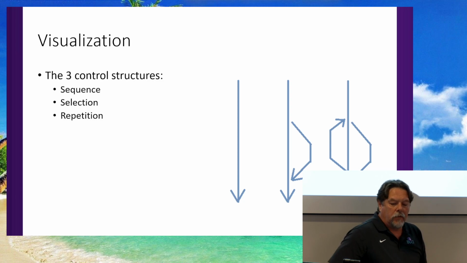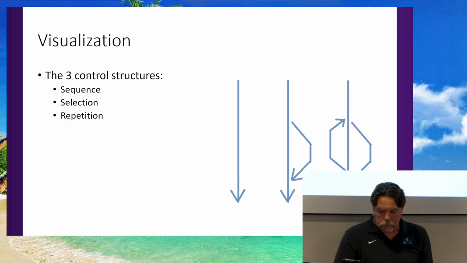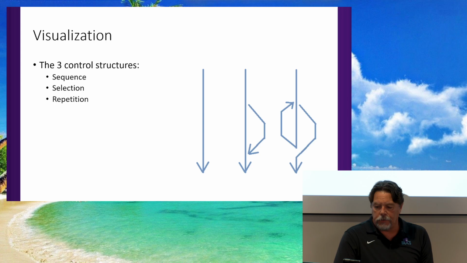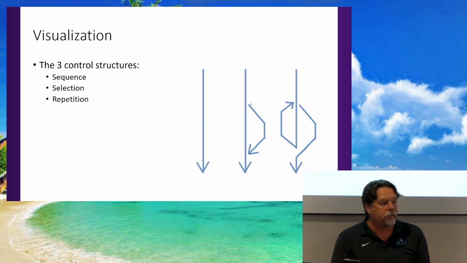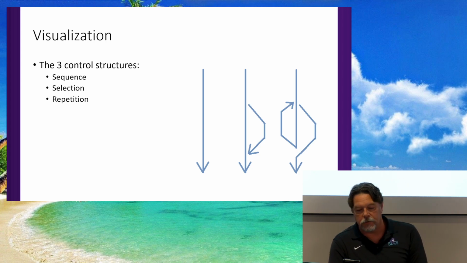I threw together this little diagram just to illustrate a way in your head that you can visualize these 3 control structures. The sequence one is simply the fact that your instructions are going to execute in order from top to bottom. No surprise there. Selection means that we get to a fork in the road and we can say, if this condition is true, do this, else that.